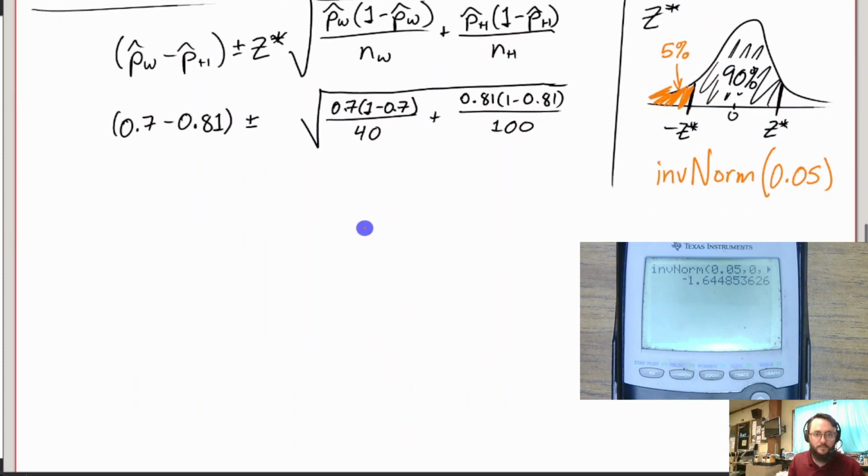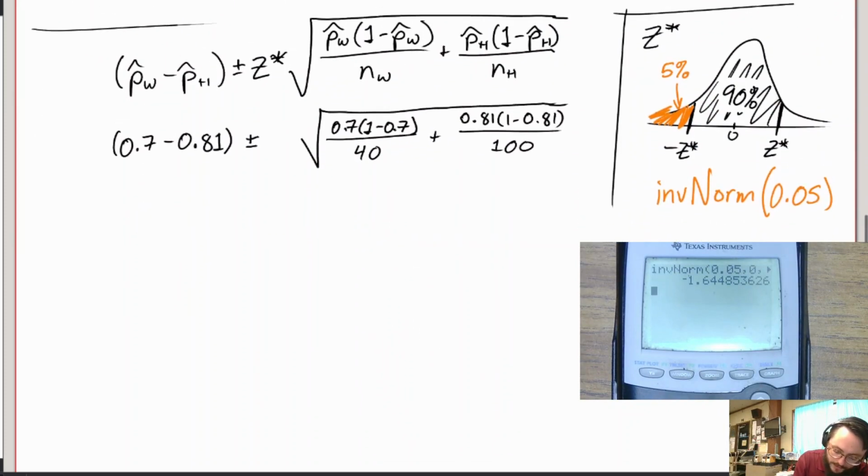Oops. So this would mean that our critical z, we can ignore the negative because, right, this is negative z, 1.645. Okay, we got that. That's all good. And then you can type this entire thing into the calculator and get our answer.